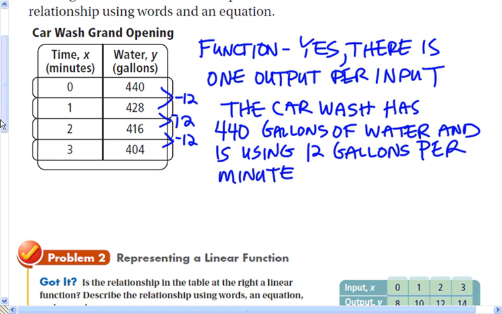Now we're going to represent that with an equation. And we can see from the chart that we're subtracting 12 or decreasing by 12 for every minute, which means at 3 minutes we could multiply negative 12 times 3 and add that to where we started, which is 440. So the equation negative 12 times the number of minutes plus 440 seems to make sense here, where X is the number of minutes and Y is the number of gallons left. And yes, this does describe a linear function, and the reason why is because there's a constant decrease of 12 gallons per minute. And then if we were to graph that, that would create a straight line.